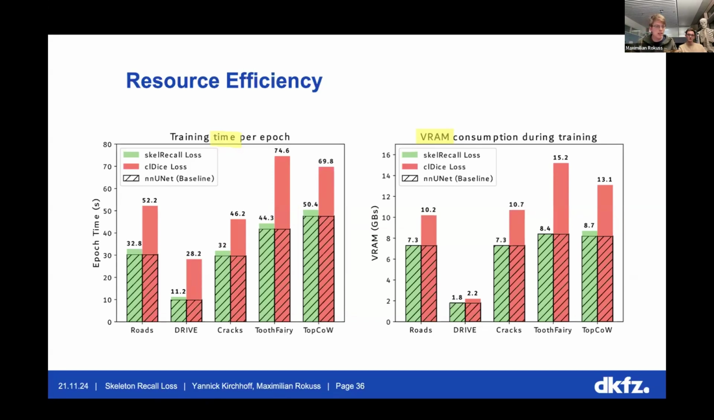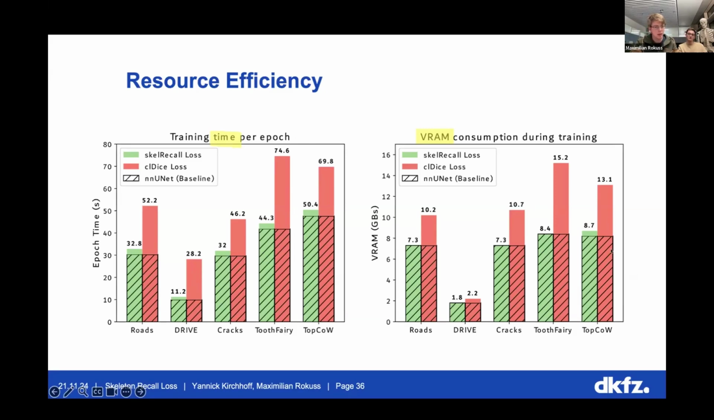And as you can see on both plots, skeleton recall introduces only very slight overhead, if any. Mostly that's in the training time, because the additional loss calculations introduce some overhead, but also, for some reason, for TopCow the RAM consumption slightly increased. But in comparison to that, clDice loss really introduces a significant overhead, which is sometimes more than a factor of 2 if you look at the training time for the DRIVE data set.